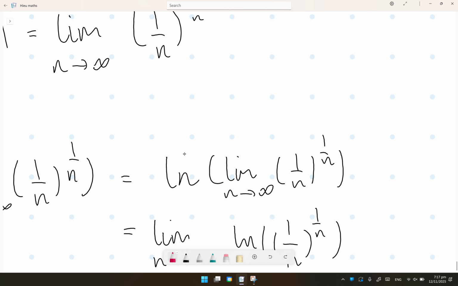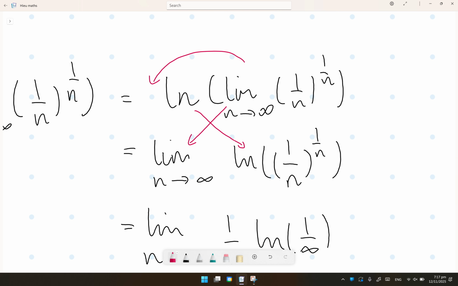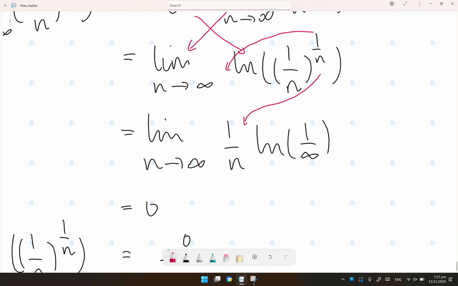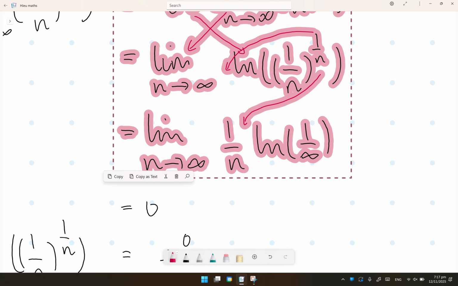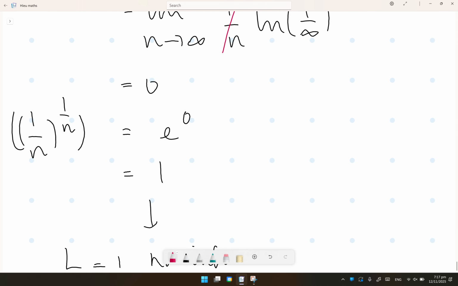And therefore, because ln is a continuous function, we can take the limit out of the ln, right? The limit goes outside the ln, and the ln's here. And it's the ln of 1 over n to the power of 1 over n. The 1 over n can pop out here. And therefore, as n goes to infinity, 1 over n is going to turn into 0, right? Because 1 over infinity is 0.